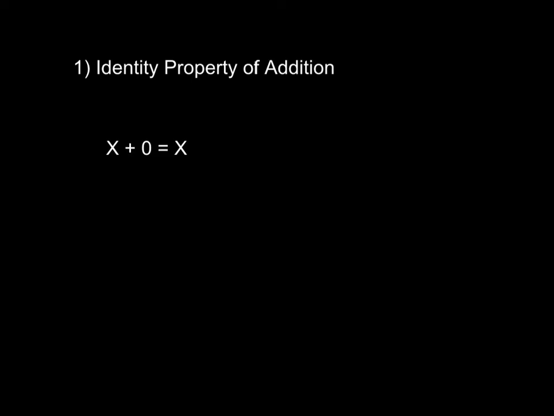Underneath this, let's go ahead and write down some examples. So 3 plus 0 equals 3. Still the identity property of addition, because 0 hasn't changed a thing. 3 gets to stay the way it is. How about negative 5 plus 0? Still negative 5.